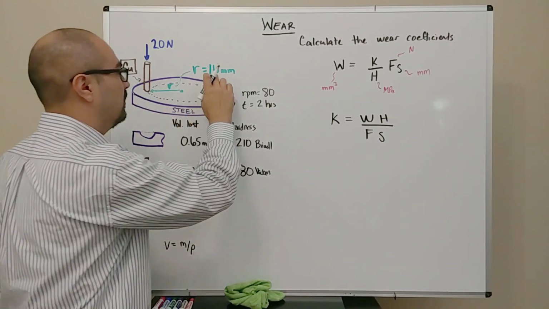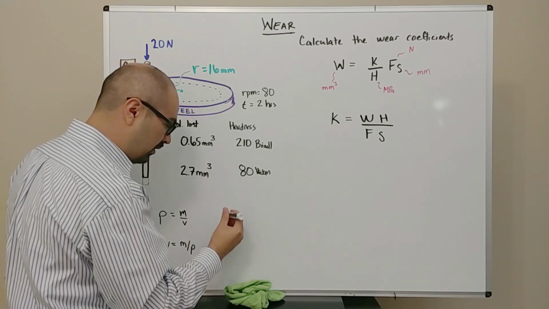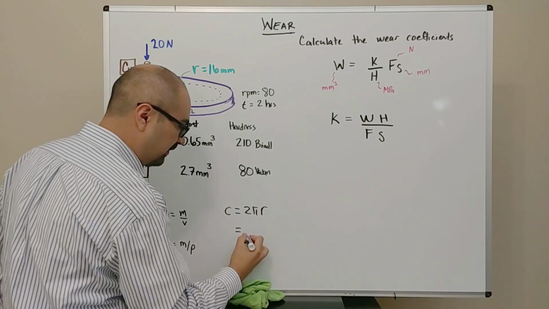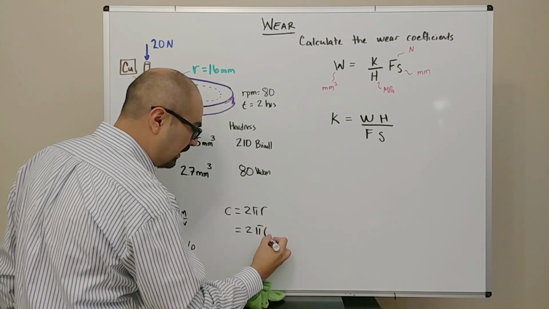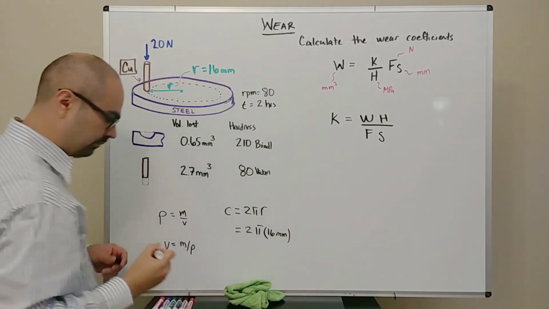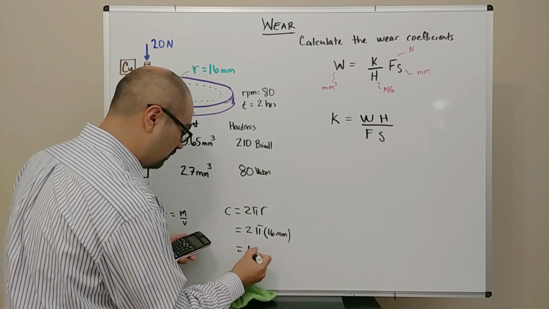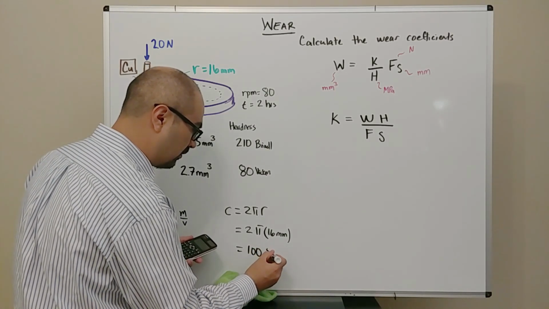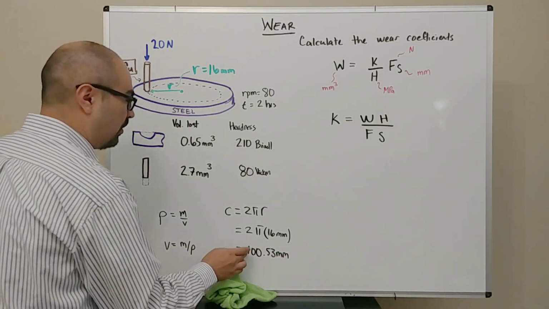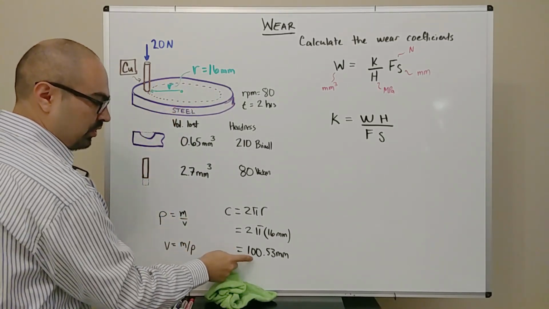So the circumference right at the wear pattern, if you remember the formula for circumference, is 2 times pi times r. So in this case, it's 2 times pi times 16 millimeters. So let me plug it in the calculator. This gives 100.53 millimeters. Now again, this is the circumference of this steel disc right at the wear mark over here. And this is just for one rotation.